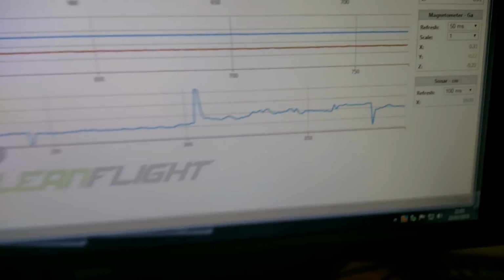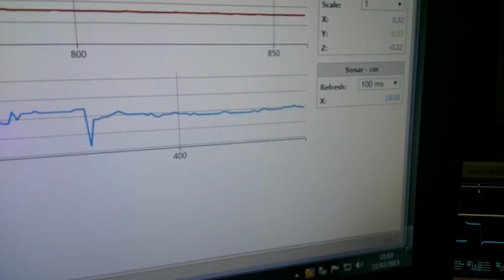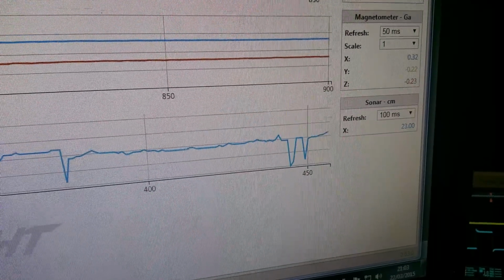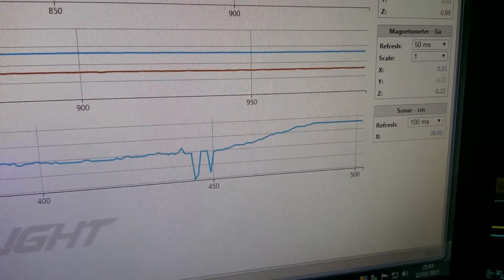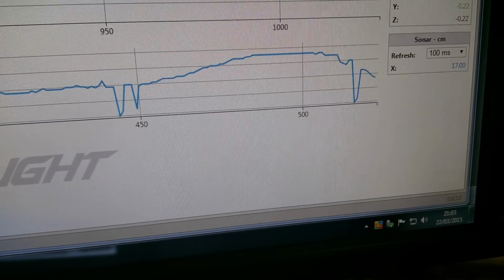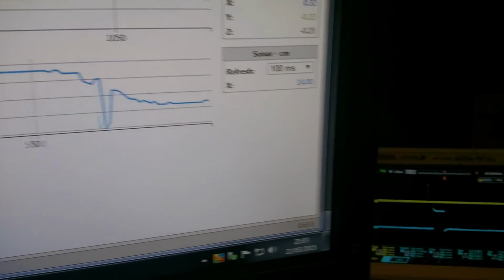23 centimeters away, which seems about right. And if I was to move my hand a bit further away, you can see that the sonar sensor can detect that. So that's the sonar sensor working. So what does it look like on an oscilloscope?